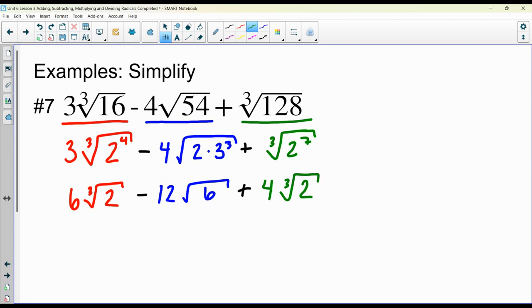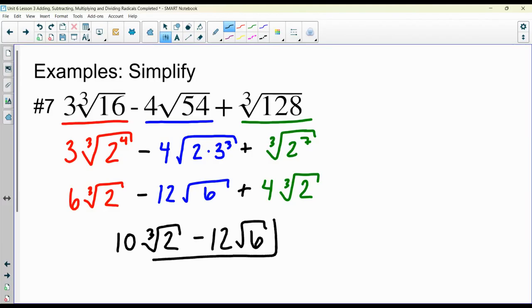So this idea is like thinking about, I have 6 of this item and 4 of the same item. How many of these items do I have together? I have 10 of them. So if we combine like terms, we have 10 cube root of 2 minus 12 square roots of 6. And those cannot be combined any further. Square root has an index of 2. Cube root has an index of 3. So that is as simplified as it is going to get.